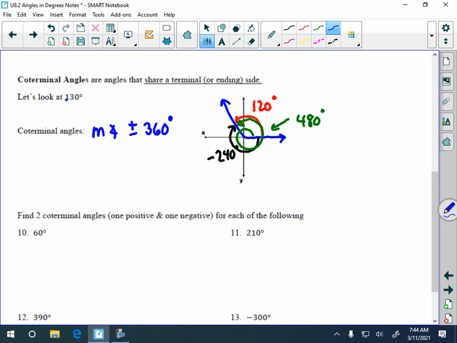Oh, they said let's look at 130. We'll change it to 120. All right, didn't even see that.